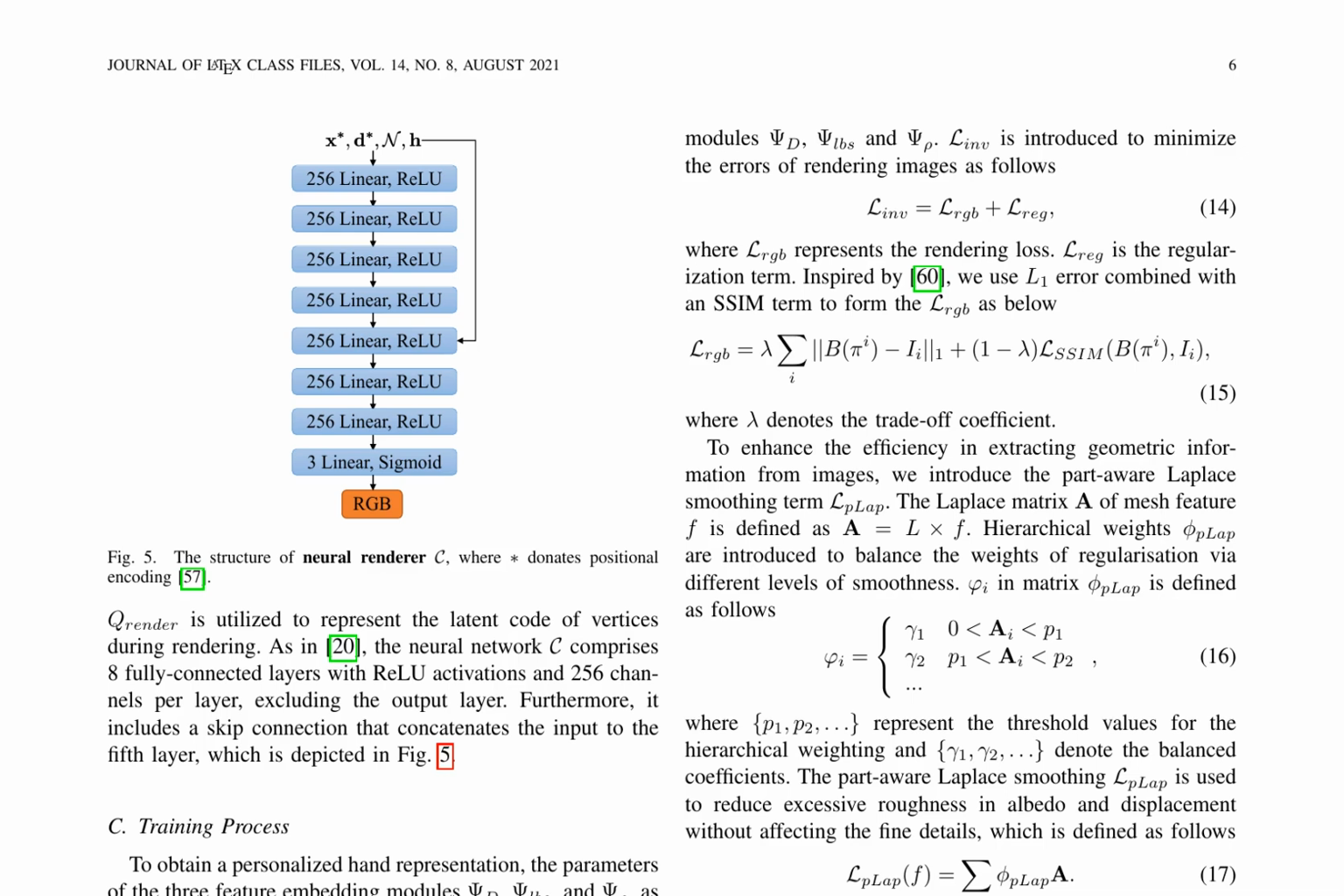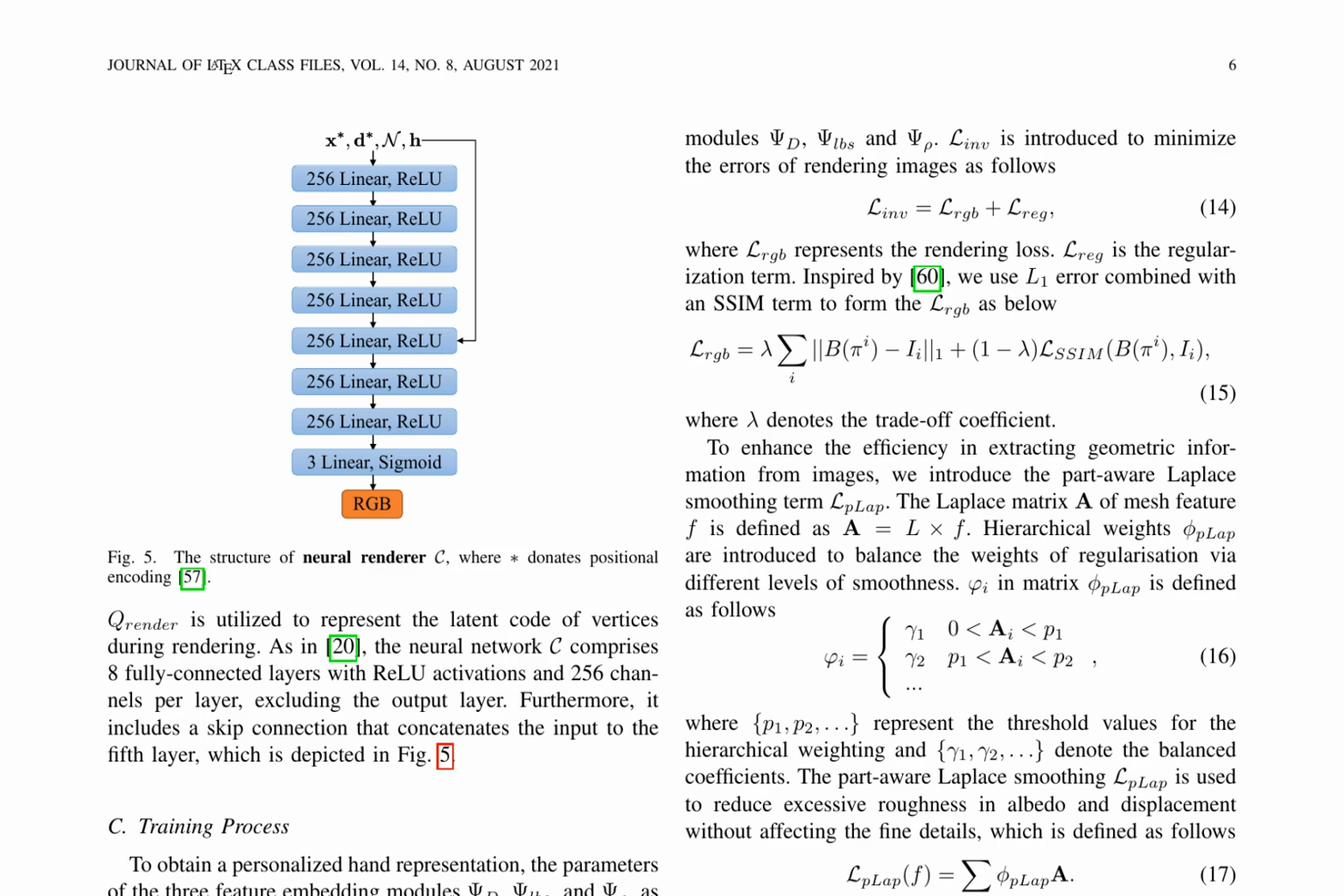multi-view image sequences. The neural renderer consists of 8 fully connected layers with ReLU activations and 256 channels per layer, excluding the output layer, and features a skip connection that concatenates the input to the 5th layer. The training process involves 3 steps: initialization, training feature embedding modules, and training the mesh-based neural renderer. Initialization is crucial, as random initialization can lead to estimation errors in the feature embedding modules.